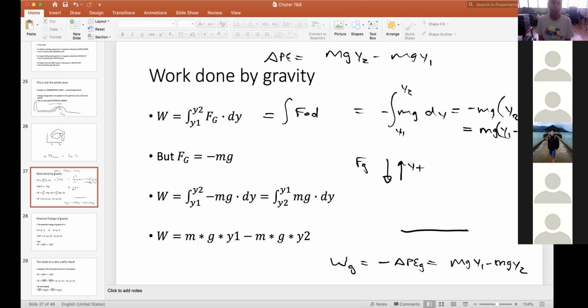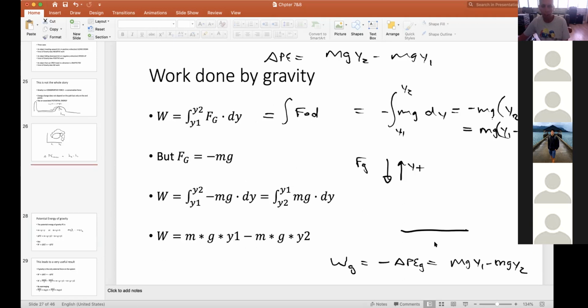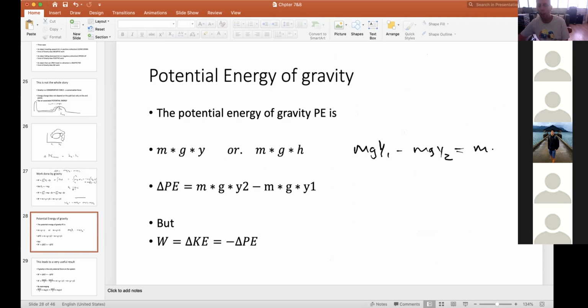What does that do for us, though? That does something really, really cool for us. I'm going to show you that right here. The work is also the change in kinetic energy. So mg y1 minus mg y2, this was our definition of the work done by gravity, is equal to mv2 squared minus mv1 squared (over 2). Another way of saying this is the negative change of the potential energy of gravity is equal to the change in kinetic energy.